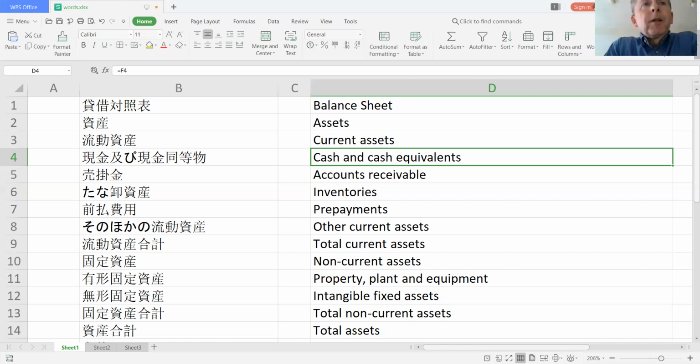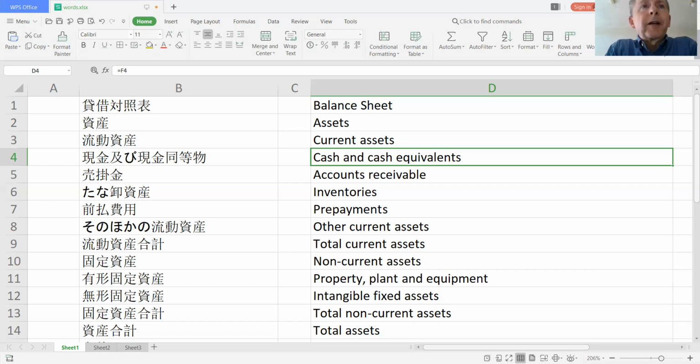Prepayments is the next line. Prepayments are amounts which have been paid in advance. Two very common examples of prepayments are prepaid rent and prepaid insurance. Okay, so they're prepaid because they've been paid in advance and the economic benefit from these payments has not yet been received.